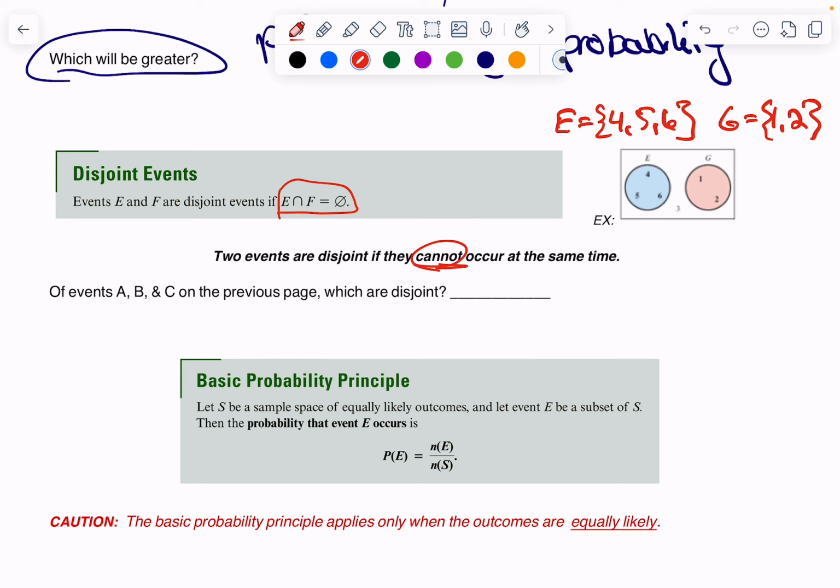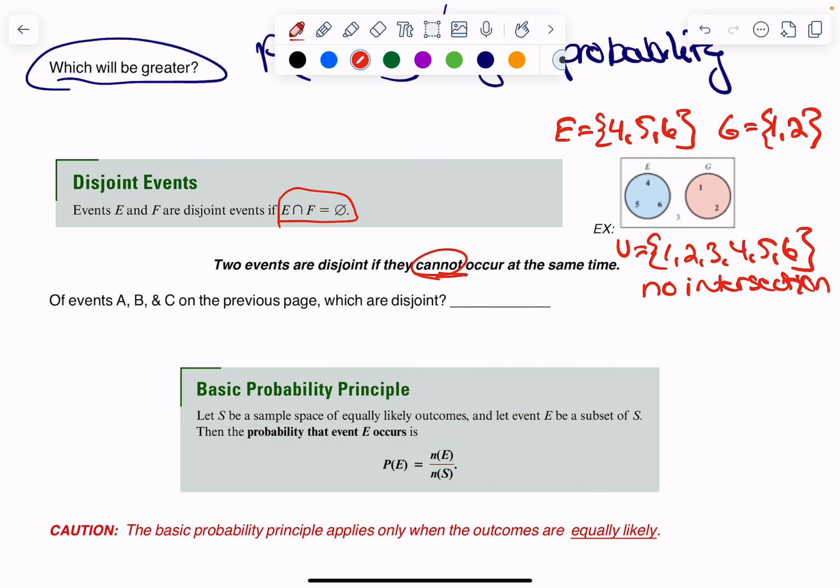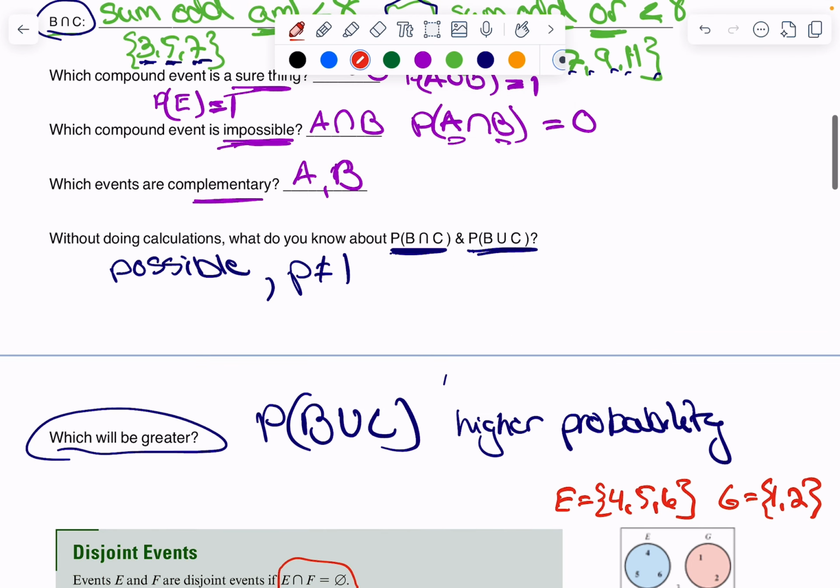All the numbers in this box are going to be 1, 2, 3, 4, 5, and 6. And now, yes, there is no intersection. So our probability for E union G, not union, intersection, I'm sorry, is going to be a 0. Now, of events A, B, and C on the previous page, which are disjoint? So which would be a 0?